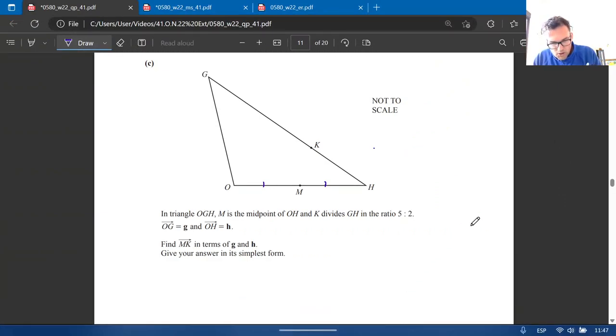So GH, 5 to 2. So this is 5, this is 2. That means that whole line will be divided into 7 parts, of which this is 5 sevenths and this is 2 sevenths. OG is G, so in this direction, that is G. OH is H, so in that direction, this is H. So it means this is a half H, and that's a half H. Nice. Find MK in terms of G and H. Give your answer in simplest form.